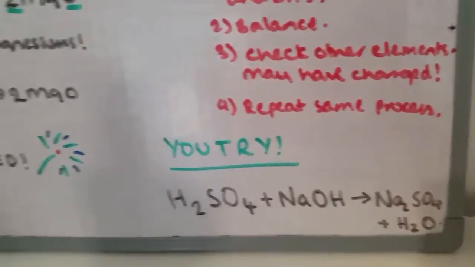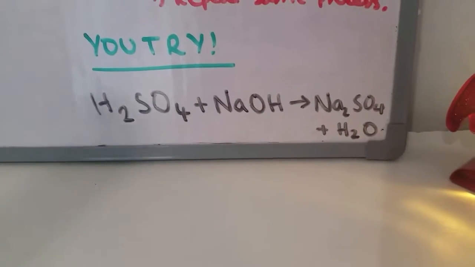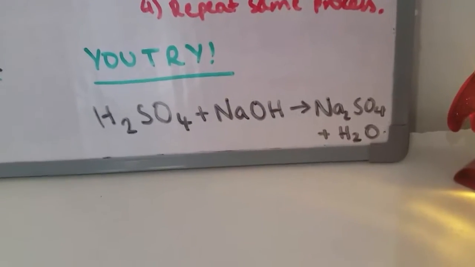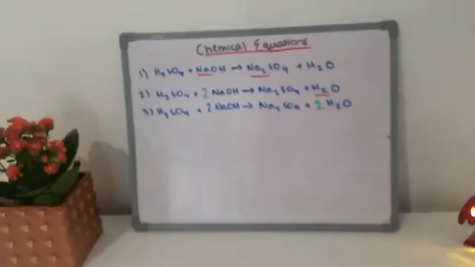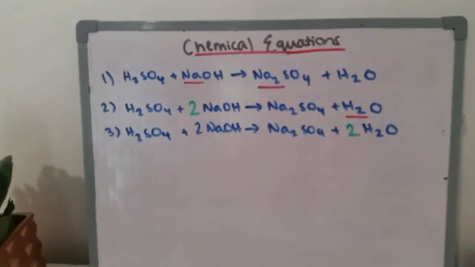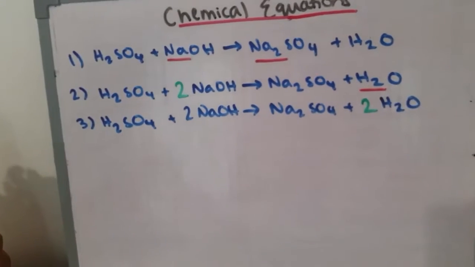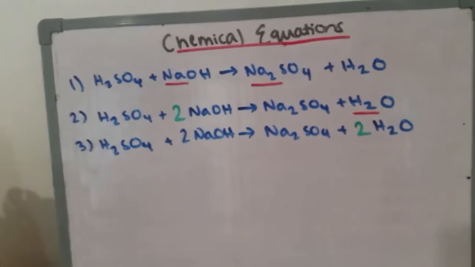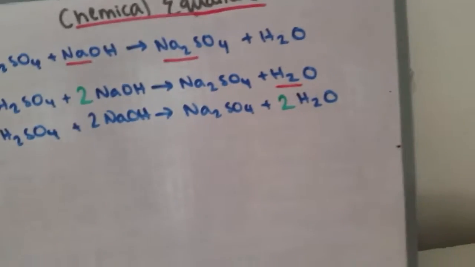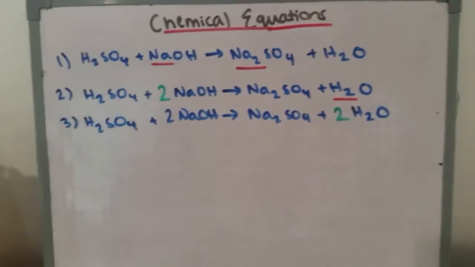Now it's time for you to try. Here I've given an equation, and I'll put on the steps and the answer, so that will give you a better understanding of the whole concept. So here is the answer to the question. First, I have seen that the sodiums aren't balanced, so I balanced off the sodiums by adding a 2 in front of NaOH. And then I saw that the hydrogens weren't balanced, so I put a 2 in front of the water. And that balanced my whole chemical equation.